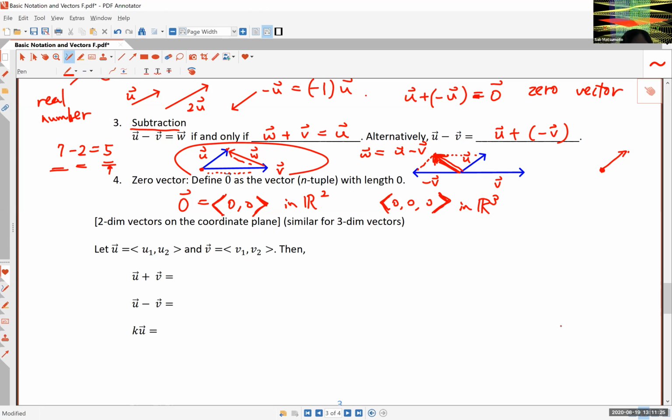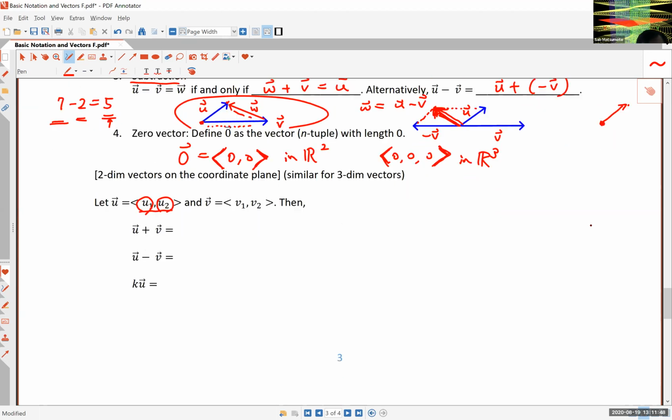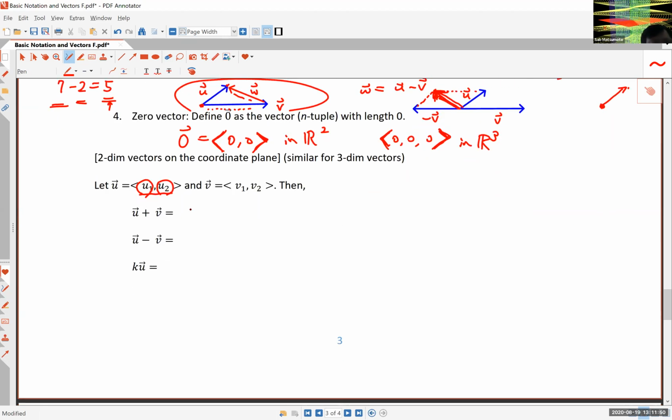So many times, instead of drawing pictures, we can do these operations like scalar multiplication, addition and subtraction based on the coordinates, right? So if the vector u is <u1, u2>, where this is the x coordinate and this is the y coordinate, and v is <v1, v2>, then addition, subtraction, and scalar multiplication are very simply defined. For u plus v, all you have to do is add these numbers component by component: u1 plus v1, u2 plus v2.